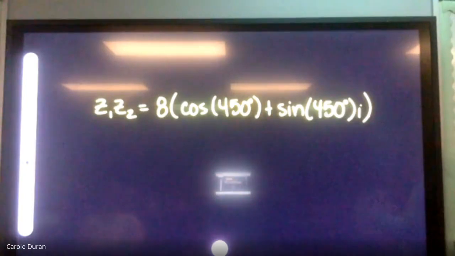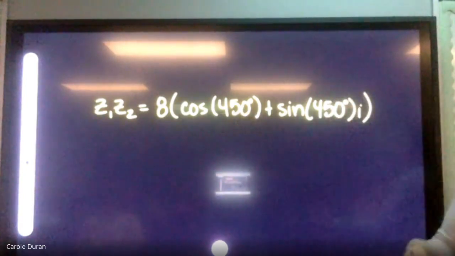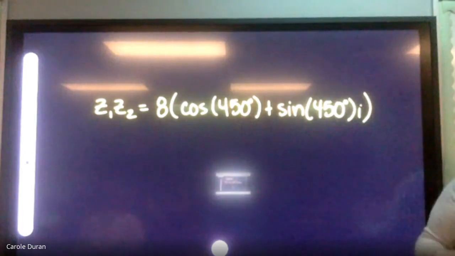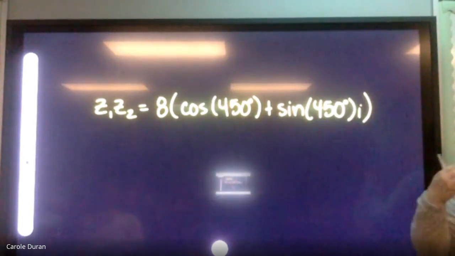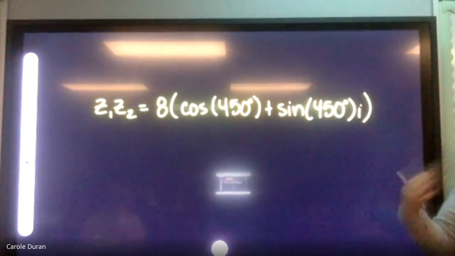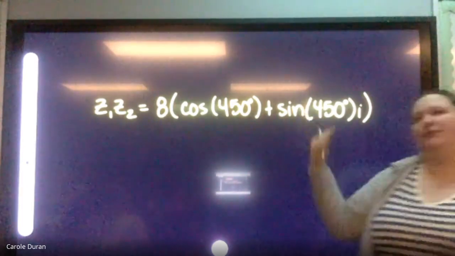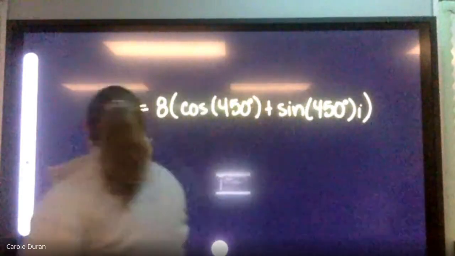So the whole point of when we're doing this is that we would like to have an angle in here that exists on my unit circle. And 450 is not an angle that I acknowledge as being on my unit circle, but it is coterminal to one that exists on my unit circle. So how do I find its equivalent angle that is between 0 and 360 degrees? Subtract 360.